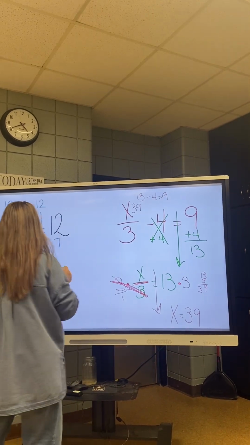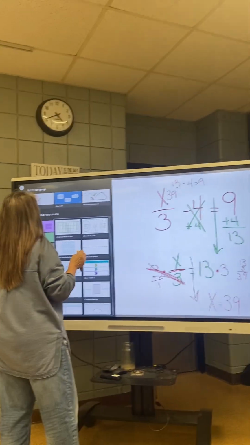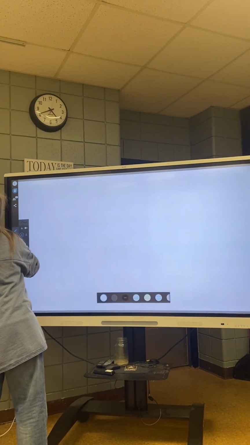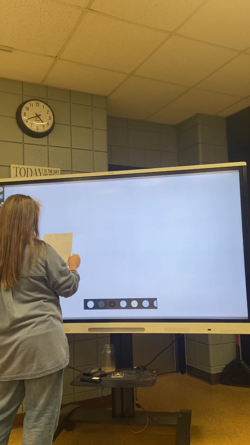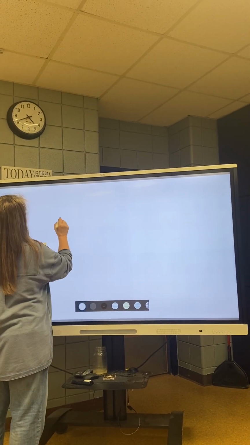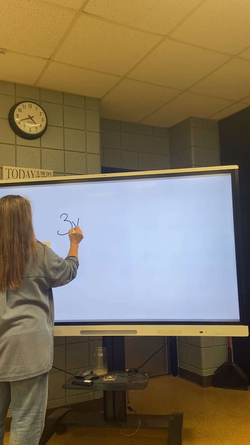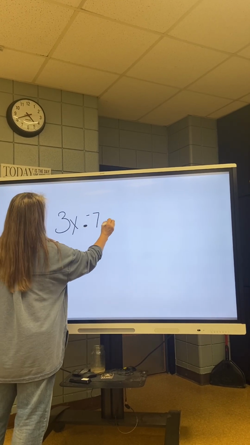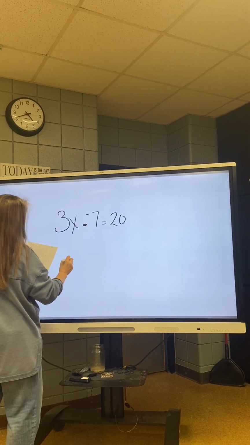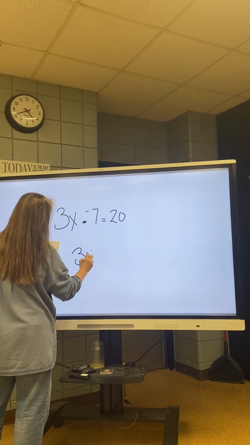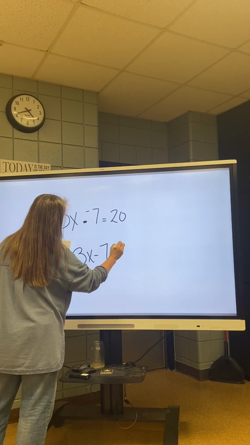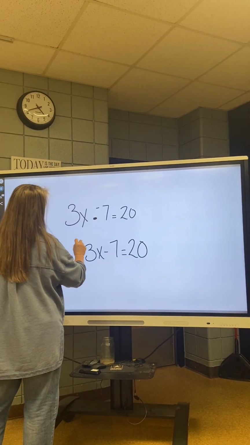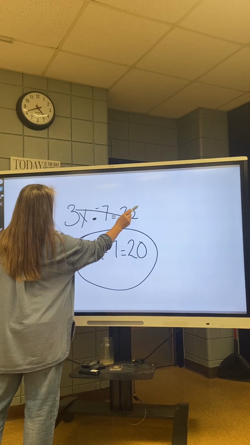Okay? There is one question on this sheet. It's on the back page, and it may look confusing. It is 3x, and then it looks like there's a little multiplication and a negative 7 equals 20. That should be 3x minus 7 equals 20. So make sure when you get to the back page, you use this expression, not this one.